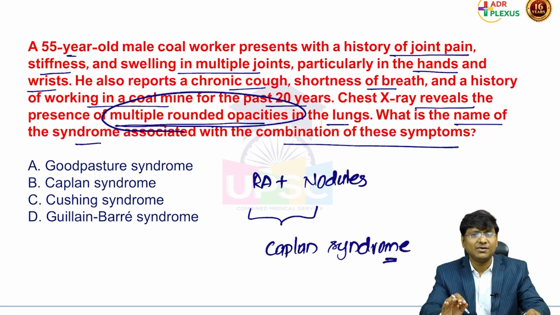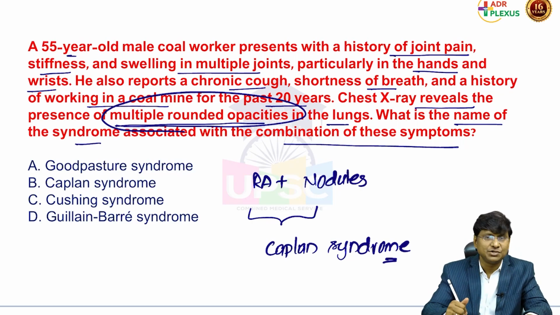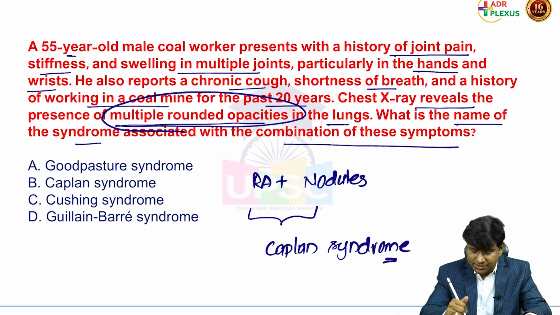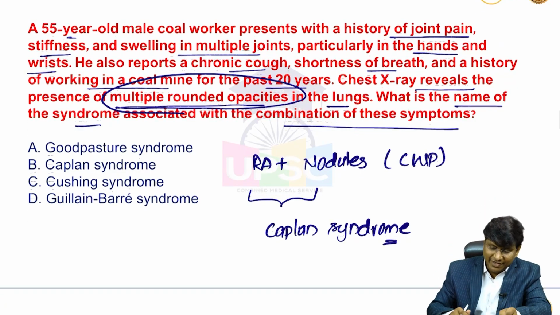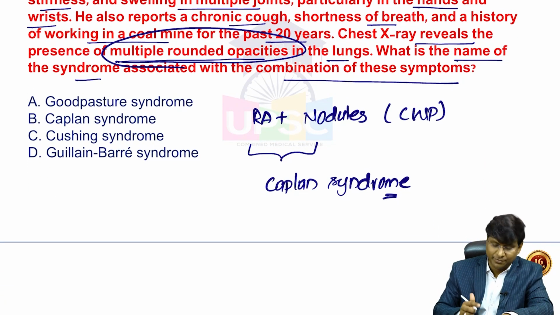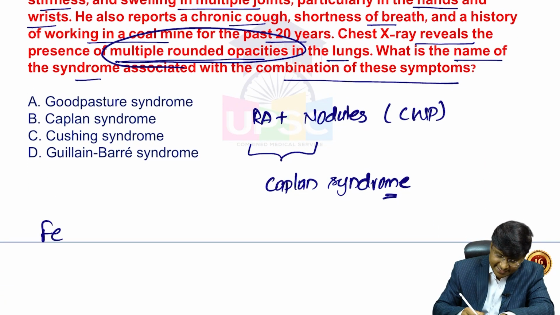Right, so these two together, we call this the Kaplan syndrome. Kaplan syndrome is rheumatoid arthritis as well as coal workers' pneumoconiosis. And we have one more syndrome that you need to know in case of rheumatoid arthritis, that is the Felty syndrome. So what is in Felty syndrome? You have a triad.